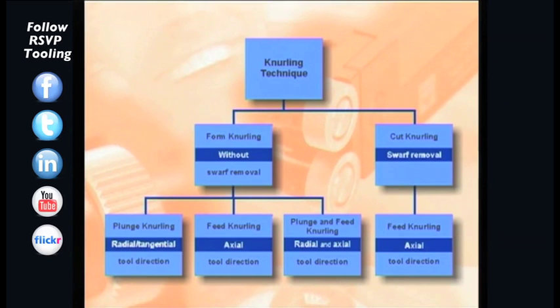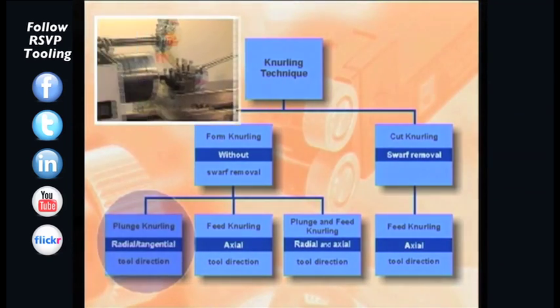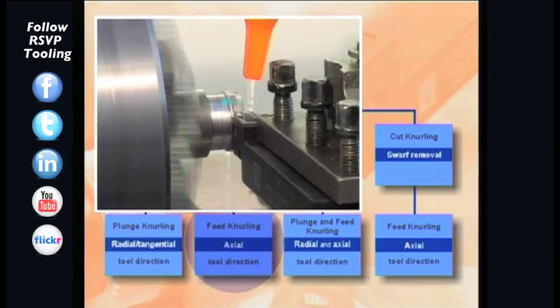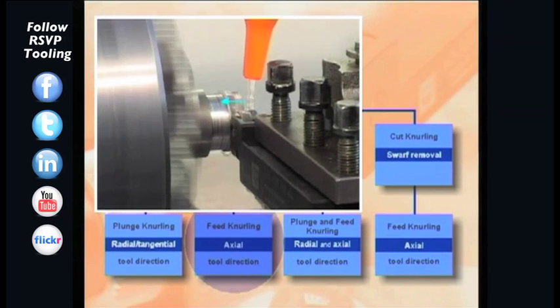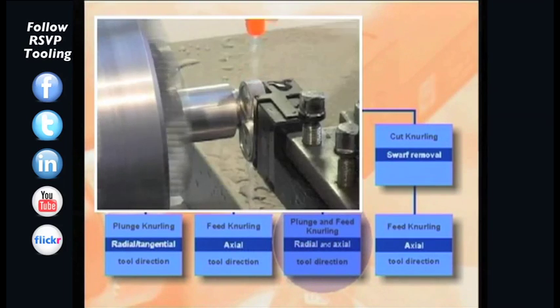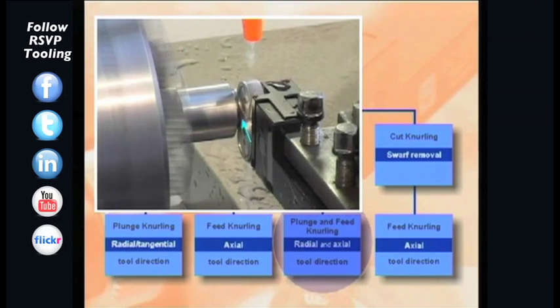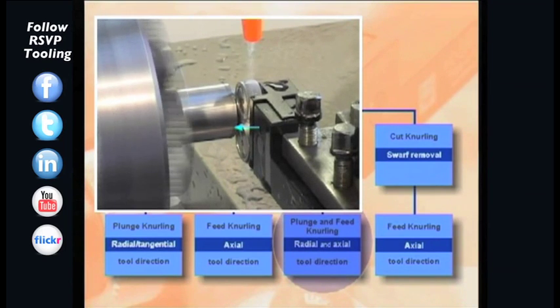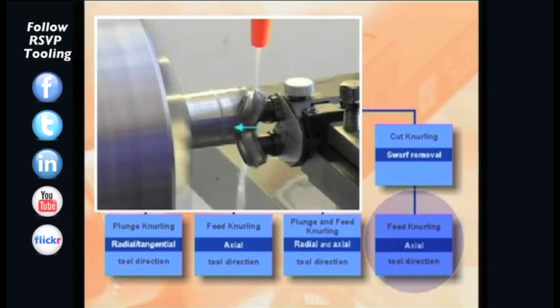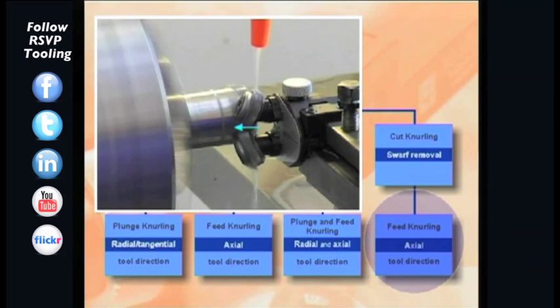There are three alternative working directions for the form knurling process. We refer to plunge knurling when the tool direction is radial or tangential. The tool can also be applied in the axial direction. In this case, we refer to feed knurling. With some tool types, it is also possible to work in both the radial and axial direction. When cut knurling, however, the knurling process is only possible in the axial tool direction.